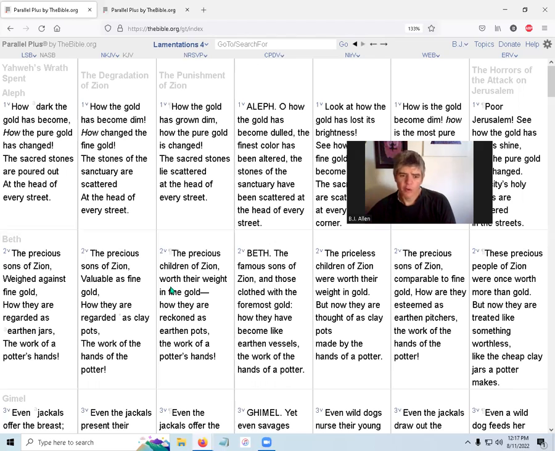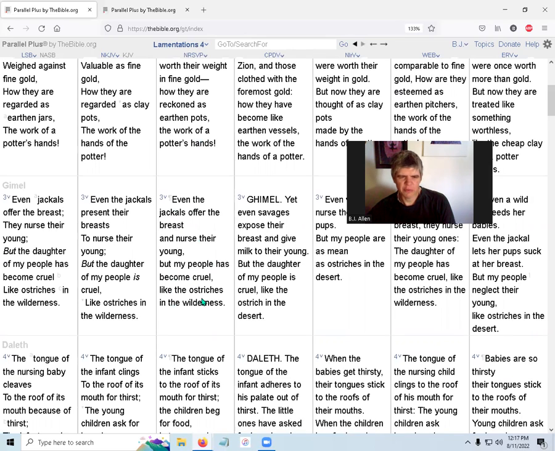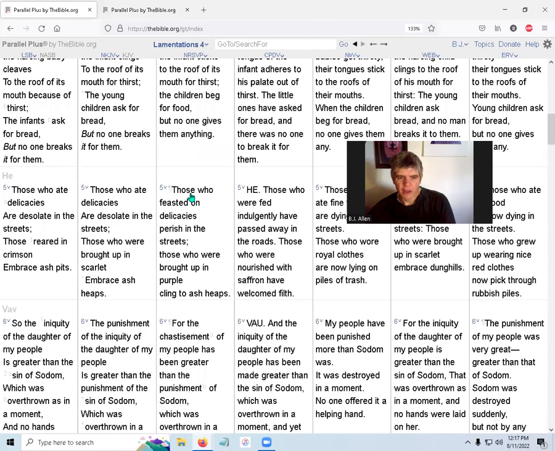Precious children of Zion, worth their weight in gold. How they are reckoned as earthen pots, the work of a potter's hand. Even the jackals offer the breast and nurse their young, but my people have become cruel like the ostriches in the wilderness. Maybe that's 2 and 2. The tongue of the infant sticks to the roof of his mouth for thirst. The children beg for food, but no one gives them anything. Those who feasted on delicacies perish in the streets. Those who were brought up in purple cling to ash heaps.